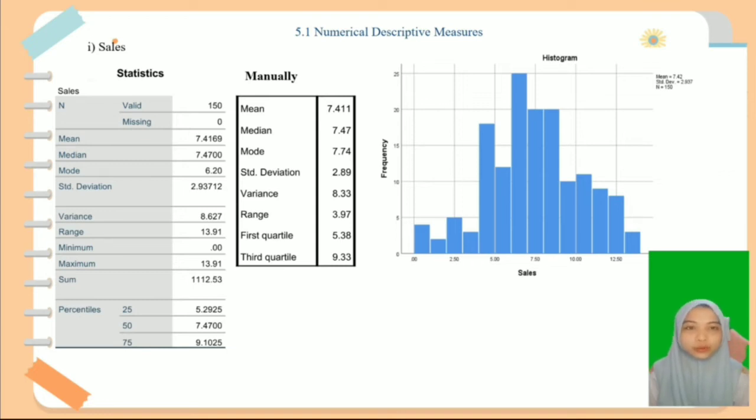So, I would like to present about statistical analysis using software. 5.1 Numerical descriptive measures. Sales. There is a difference in values between calculation using SPSS software and manual calculation. The values of mean, mode, standard deviation, and variance are different. However, the value of median is the same, which is 7.47. And the shape of distribution is skewed to the right.